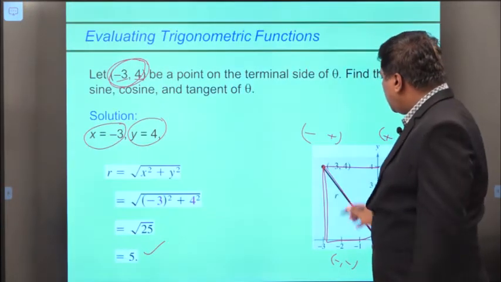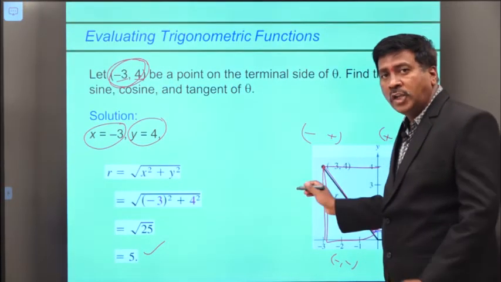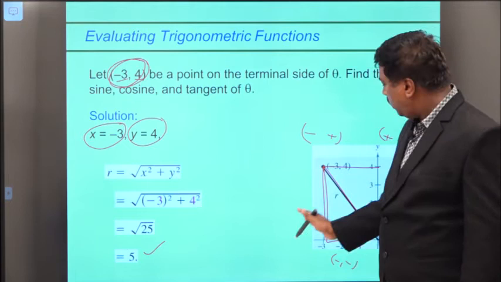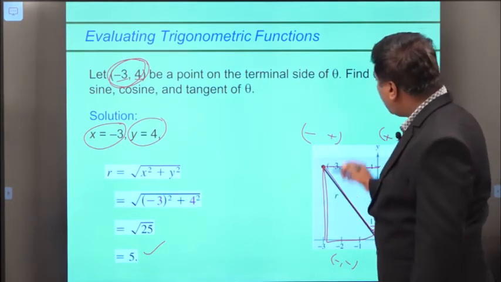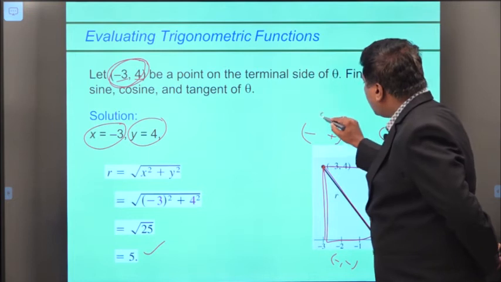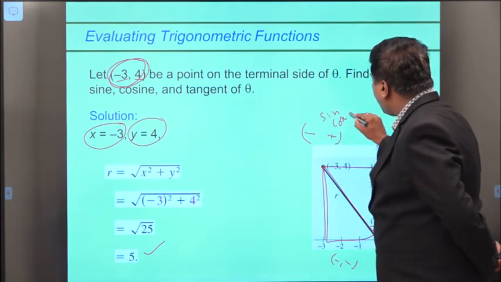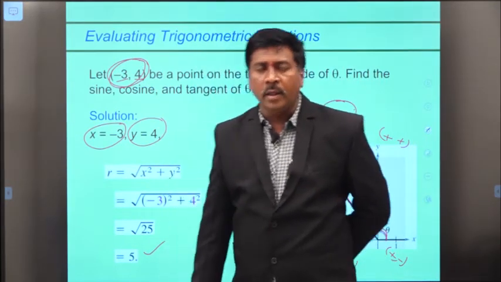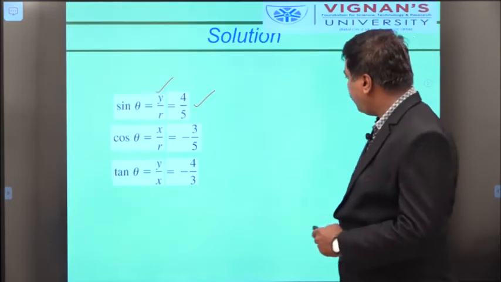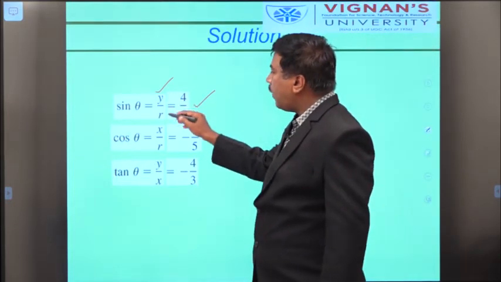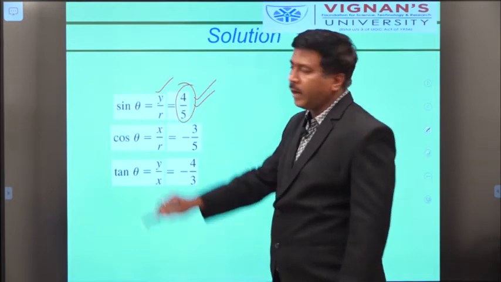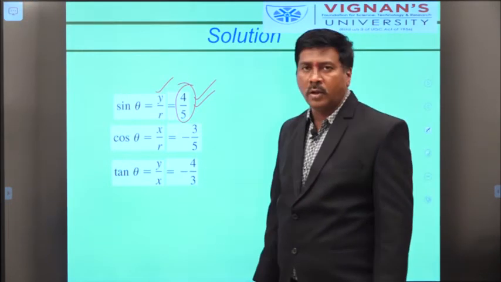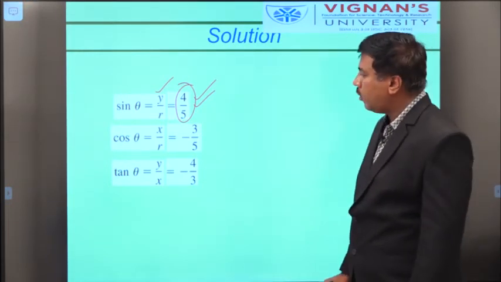Because the point lies in the second quadrant, in that quadrant sine and the inverse of this trigonometric ratio, cosecant, both are positive. The remaining ratios you automatically have to consider as negative. Therefore sine theta is equal to y by r. That means we have to take this value as 4 by 5. Y by r is the y coordinate value by the hypotenuse, and the hypotenuse value we already evaluated, r is equal to 5. Therefore that is equal to 4 by 5.